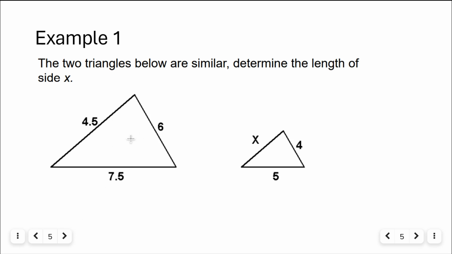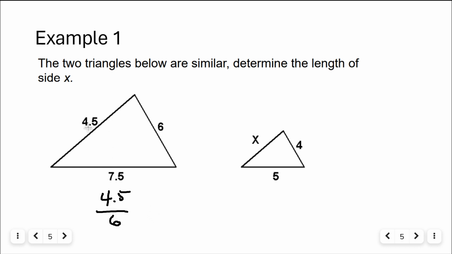Okay, so here are two similar triangles. We're going to determine this missing side. So to determine the missing side, what we can do is set up a ratio on our first triangle. Now, there are a bunch of ratios that you can set up, and it doesn't matter which ratio you set up on this triangle, as long as you are consistent with your ratio on this triangle and that triangle. So here's what I mean. I'm going to take the 4.5 and the 6 and write a ratio. So 4.5 over 6, that's my ratio.